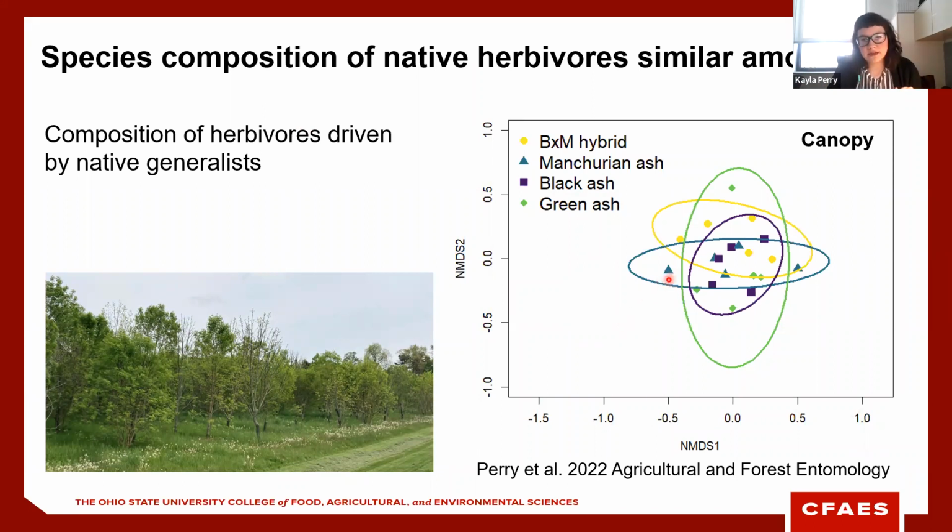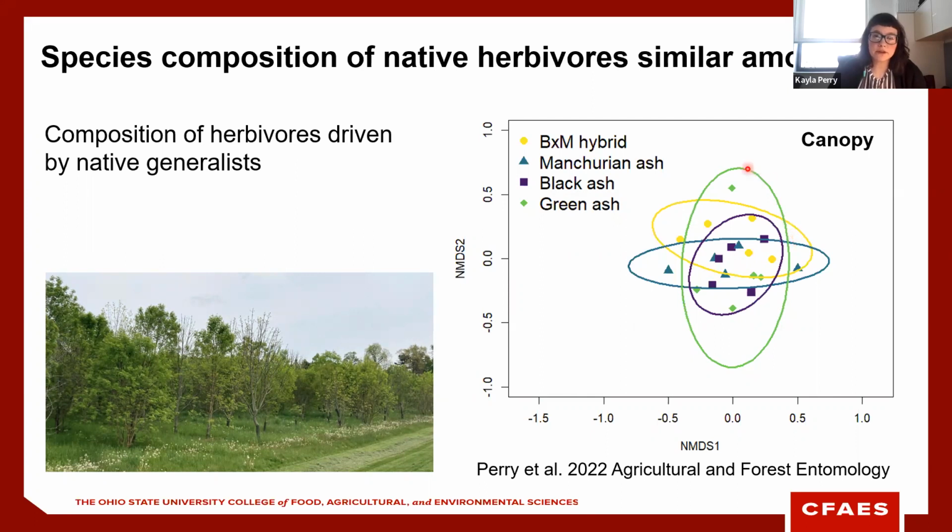So each one of these points here is a community of beetles on a particular ash taxa. And so again, we've got the hybrid shown in yellow, Manchurian ash in blue, black ash in the dark purple, and then green ash in green. And so how you want to interpret this figure is points that are closer together. So thinking, here where we see Manchurian ash and black ash almost overlapping. These points that are very close to each other, that means they have very similar composition. So the beetle species, the community that was collected on this Manchurian ash and this black ash tree were very similar. These points are almost overlapping.